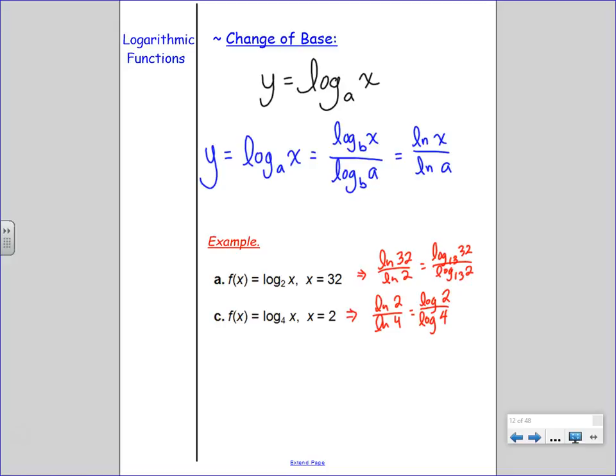I made them up. Lucas said, who's b? And I said, anybody. That's why I chose 13. Who did ln of 32 over ln of 2? What did you get? 5. Anybody cool with that cool log base? And you're like, I kind of like him? Go do log base 13 of 32 over log base 13 of 2. What'd you get? 5.